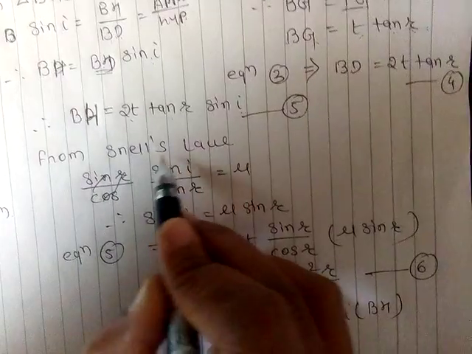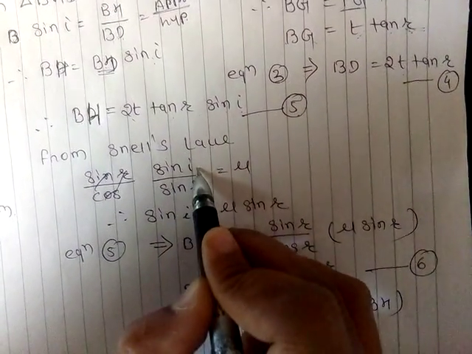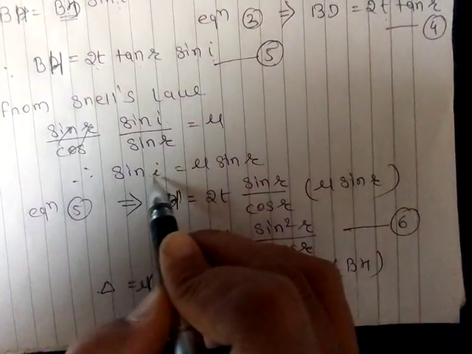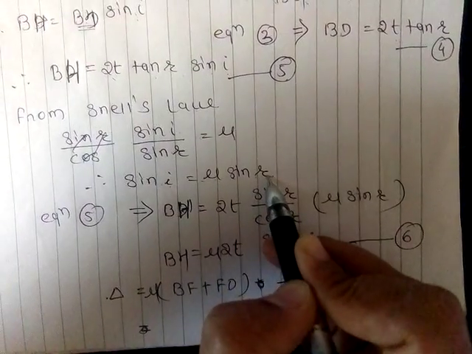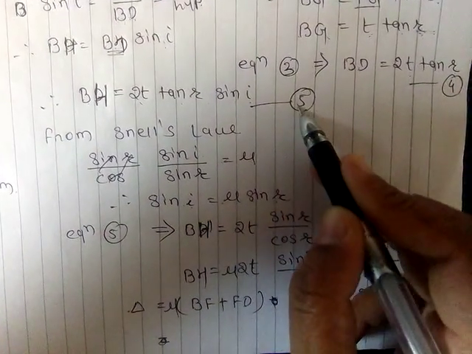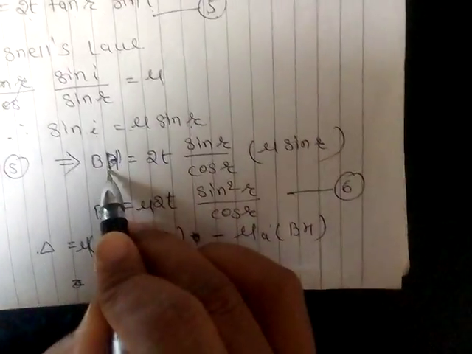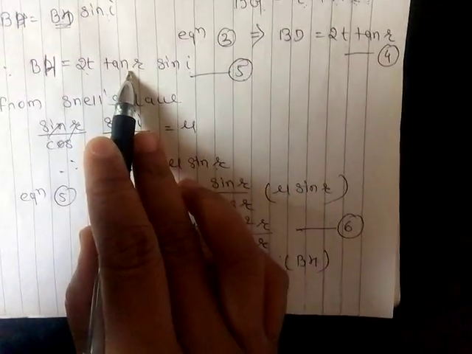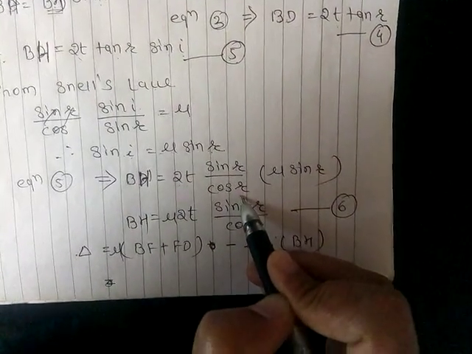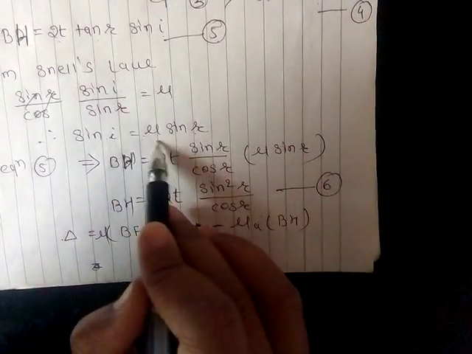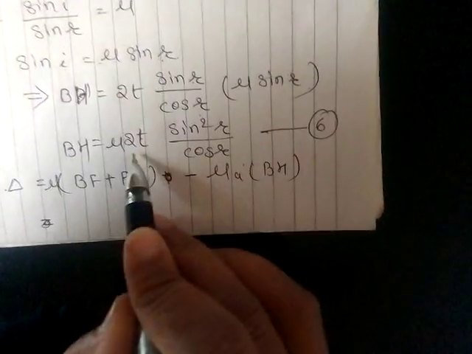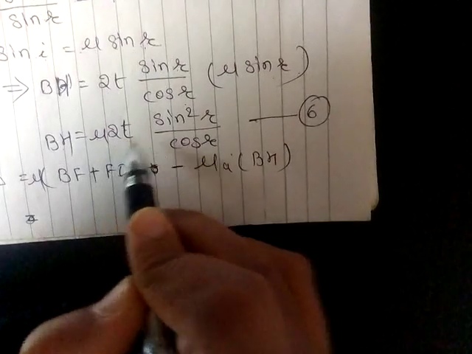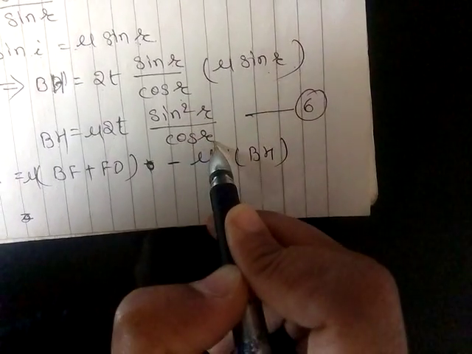Now we know Snell's law: sine of I upon sine of R equal to mu. From this equation we get sine of I equal to mu sine R. Then substituting this value in equation 5, we get BH equal to 2t tan R times sine of I. Tan R means sine of R upon cos of R, and sine I means mu sine R. Solving these terms we get BH equal to mu 2t sine square R upon cos R.